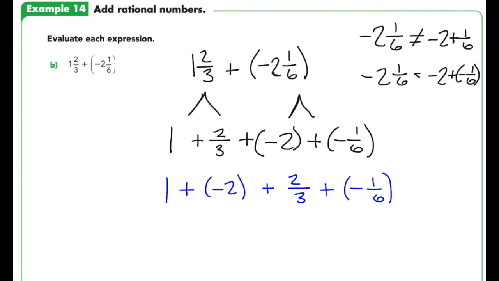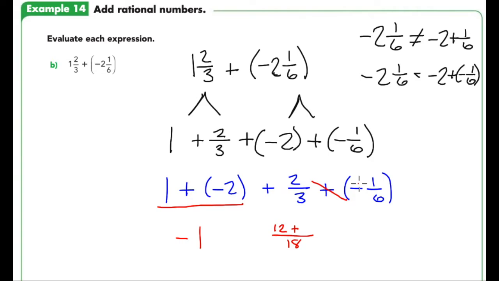This first part here, 1 plus negative 2. 1 plus negative 2 leaves us with a negative 1. And for this here, the fractional part, we're going to follow the example that we just used. So 3 times 6 on bottom, that would give us 18. And then we cross multiply. 2 times 6, that gives us 12.